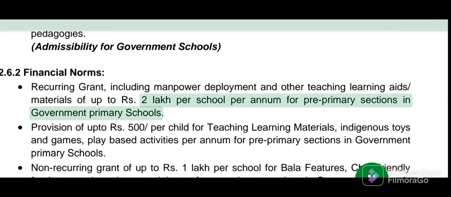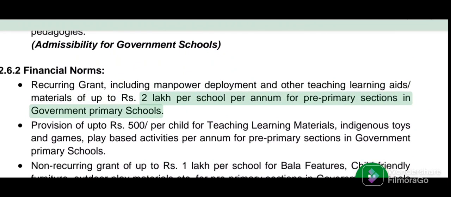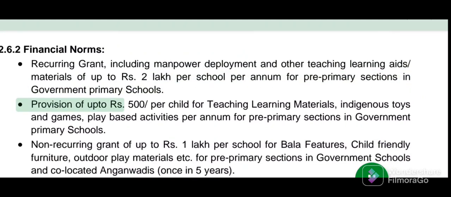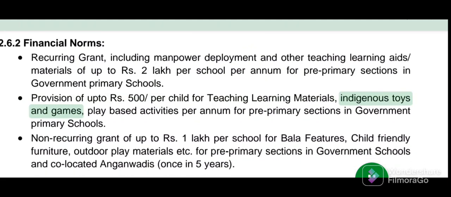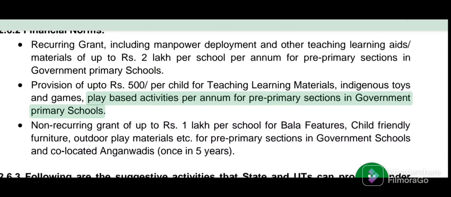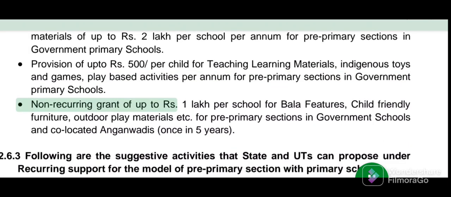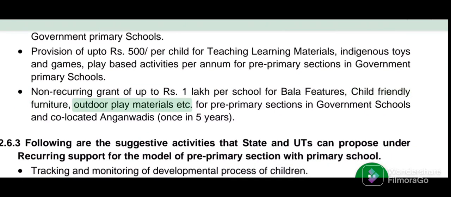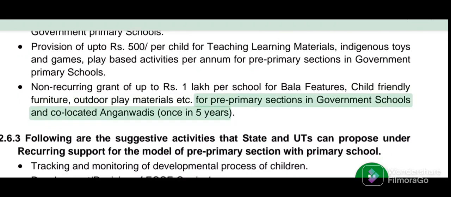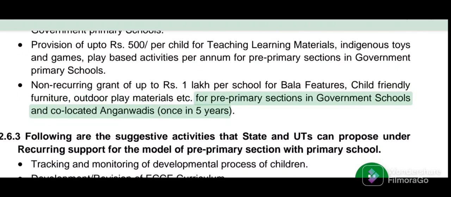to Rs. 2 lakh per school per annum for pre-primary sections in government primary schools. Provision of up to Rs. 500 per child for teaching learning materials, indigenous toys and games, play-based activities per annum for pre-primary sections in government primary schools. Non-recurring grant of up to Rs. 1 lakh per school for Bala features, child-friendly furniture, outdoor play materials etc. for pre-primary sections in government schools and co-located Anganwadis once in 5 years.